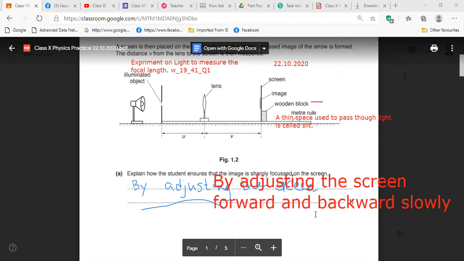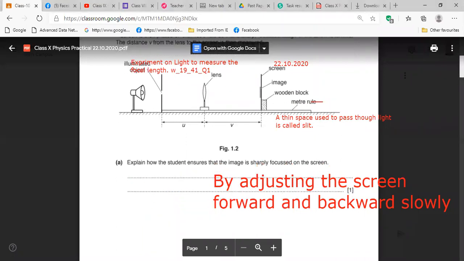Yeah, take it, sir, it's done. Thank you. It's nice handwriting. Thank you, sir. Yeah, by adjusting the screen forward and backward slowly. Very good. Now we are going to have Aisha.